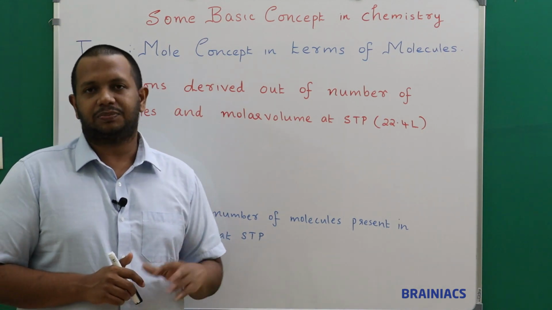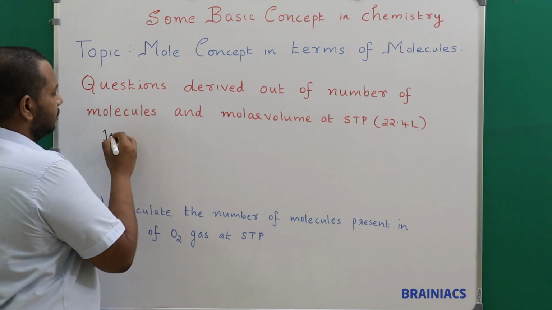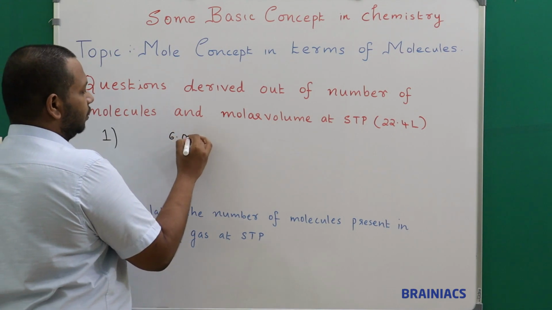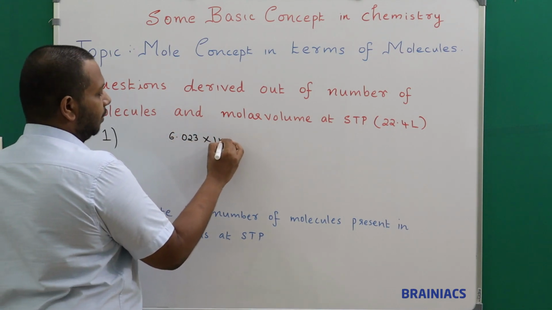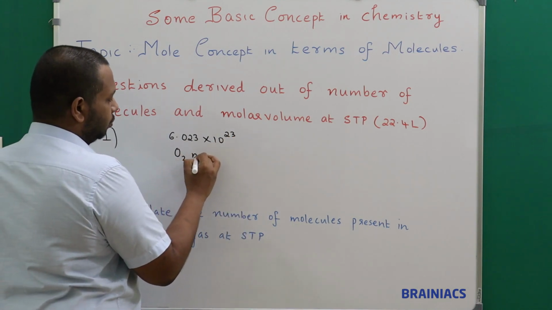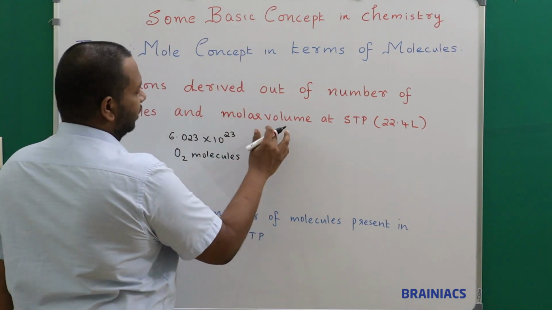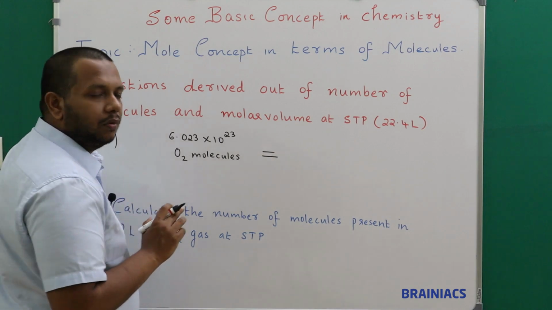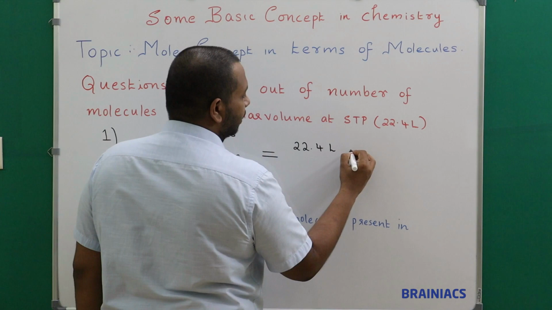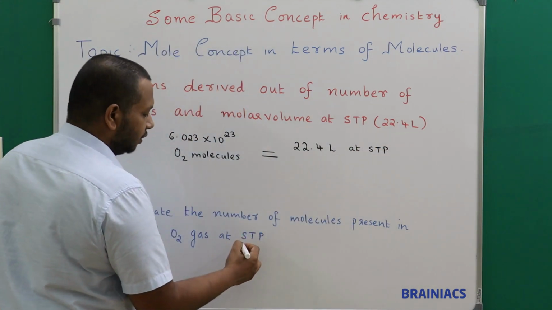Oxygen gas. Correct. So I know the fundamental relationship, so I will start from there. I know that 6.023 into 10 power 23 molecules, what molecules are they? Oxygen. So I can say O2 molecules equal to, since it is volume, will occupy 22.4 liter at STP, since it is mentioned very clearly at STP. This is mandatory.